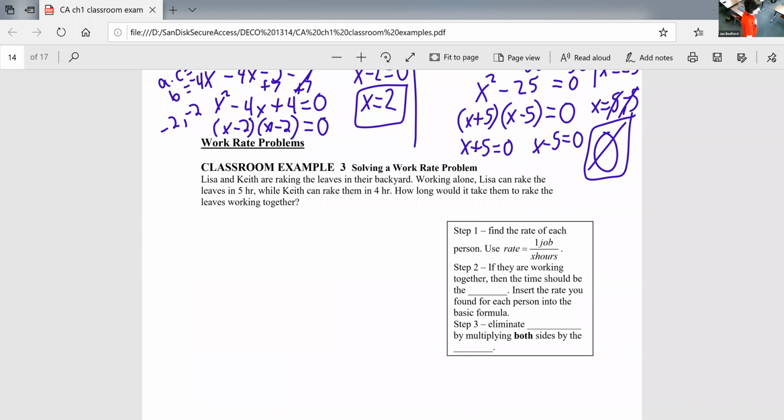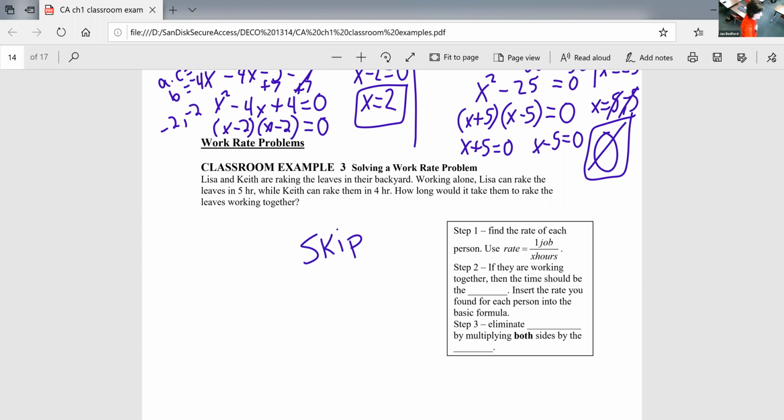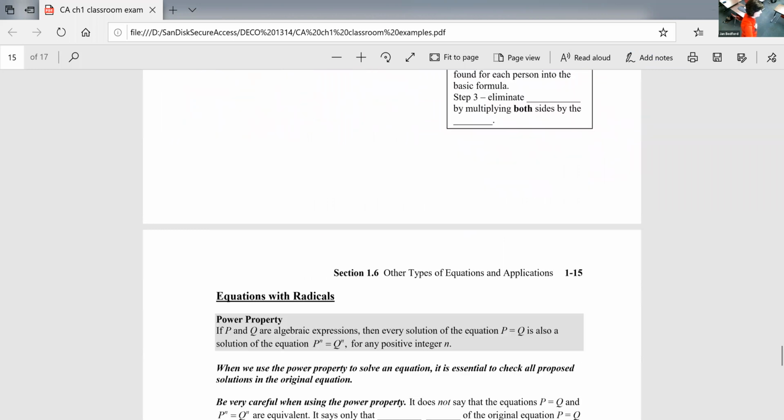This we're going to skip. They're really kind of cool, but just because we have to cut out some stuff, we're not going to do that, or we'd run out of time, those work rate problems.